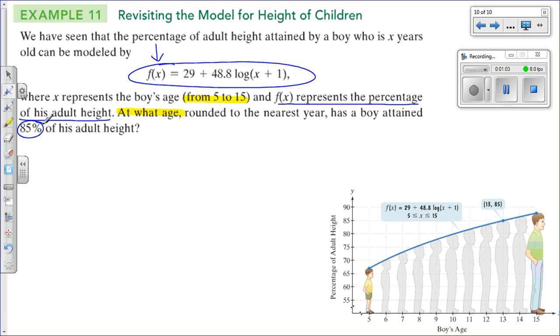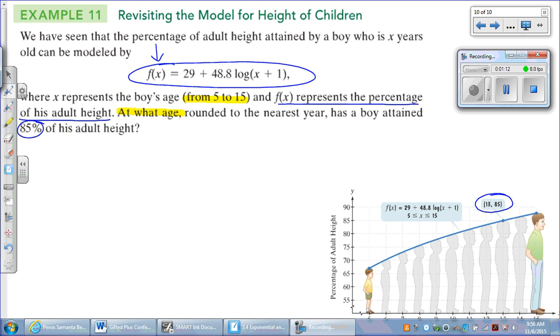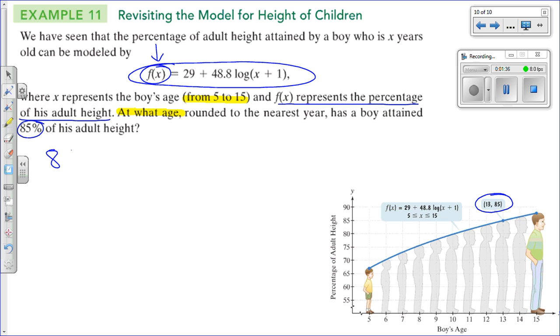And I included the graph here, and you could clearly see the answer, right? It is here. But we're still going to work the problem out. The question is 85% of the adult height. We already know that the answer is 13, right? 13 years. So that means a boy at age 13 will have 85% of his adult height already. So let's see, we substitute f of x with 85.